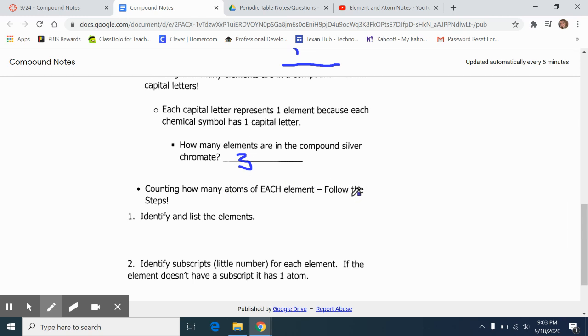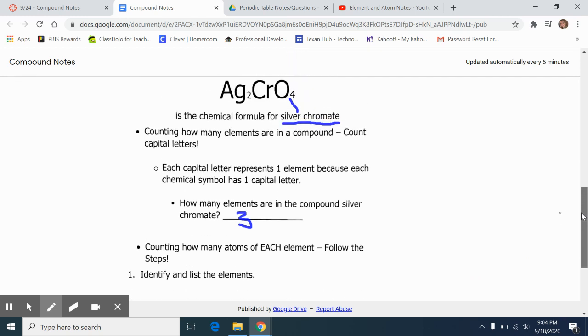And to do that, you follow these 3 steps. First thing you have to do is identify what elements are listed. Remember that your elements have a capital letter. So our first one is Ag. So I'm going to write that down here, or I'm going to try to, probably not well. Our second element, Cr. So again, trying to write that down here. And our last element is just this little O all by itself.